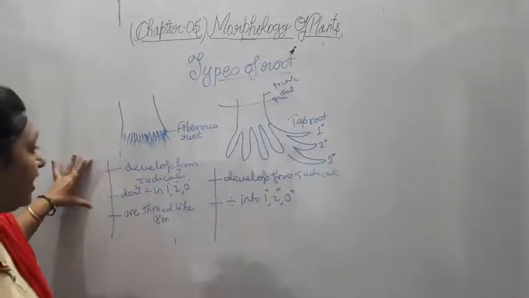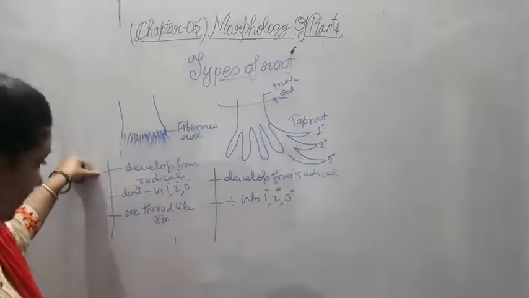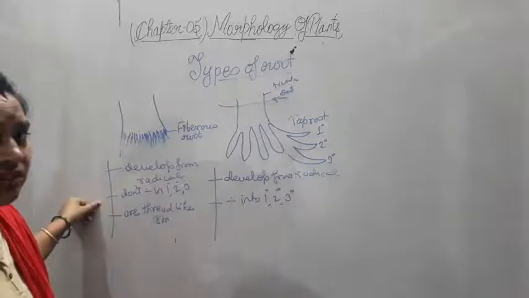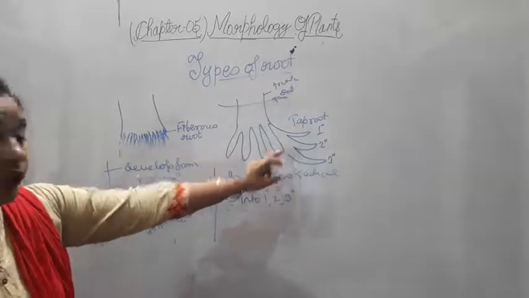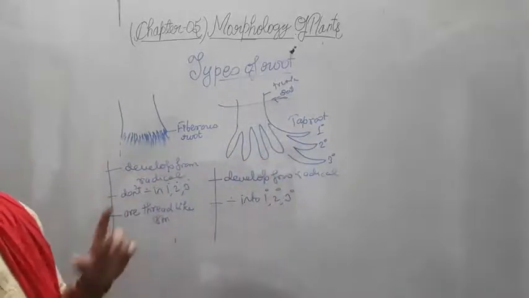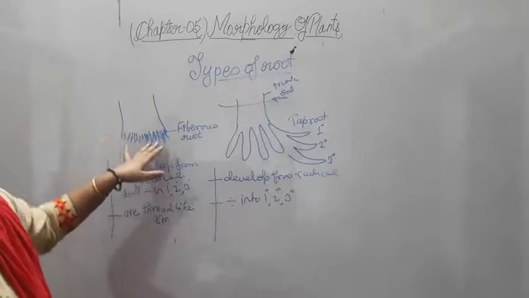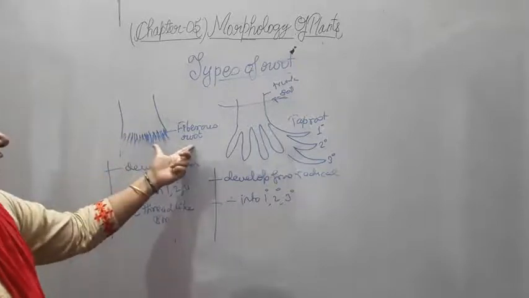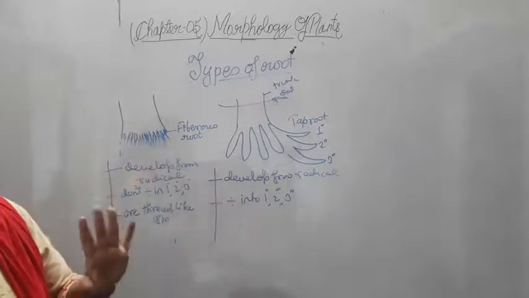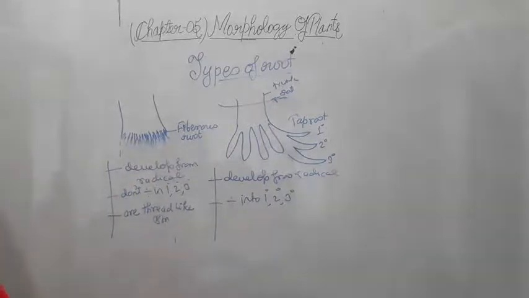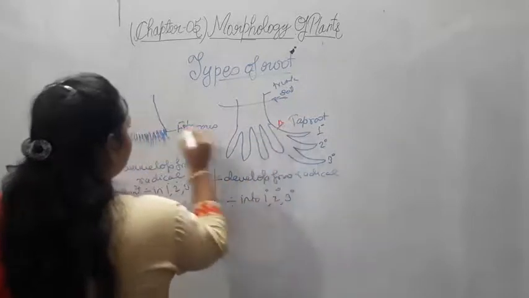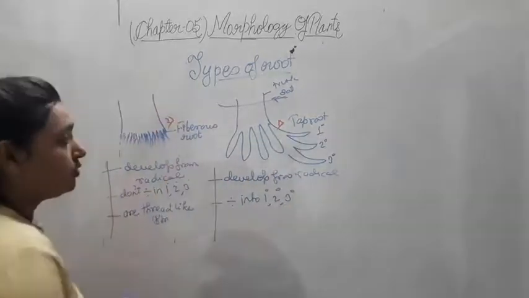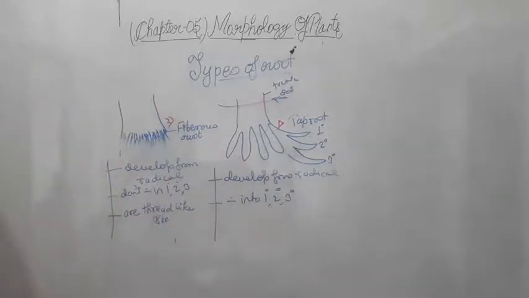Keep this in your mind that they develop from the radicle. They don't have primary, secondary and tertiary divisions like the taproot system which I have shown over here. They are thread-like structures, which is the fibrous one. That's why they have been given the name fibrous root. Got that? Now, this one was your first type of root. This is the second type of root. Now let us see the third type of root.